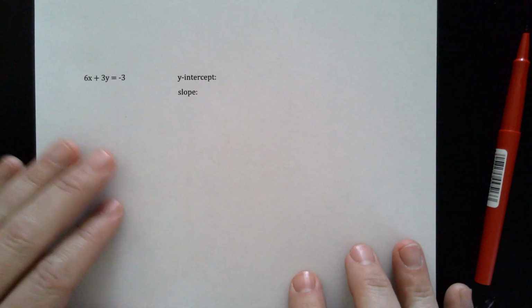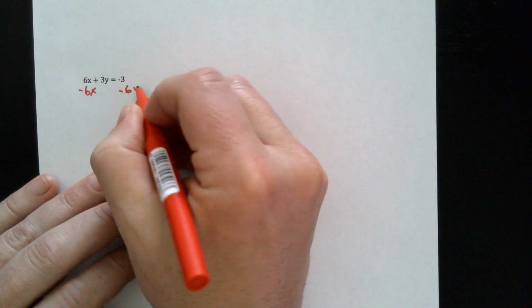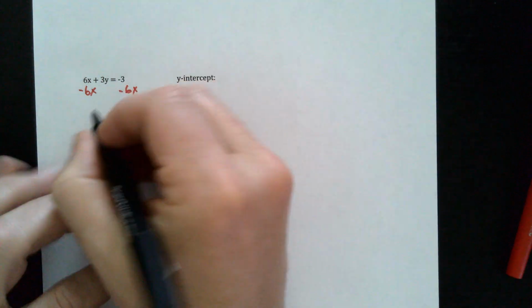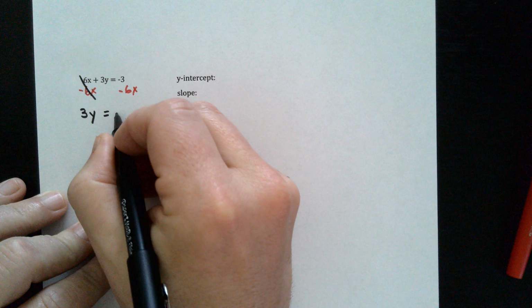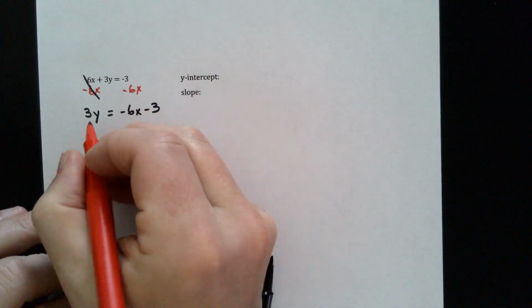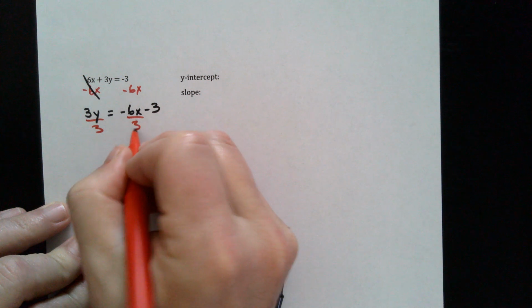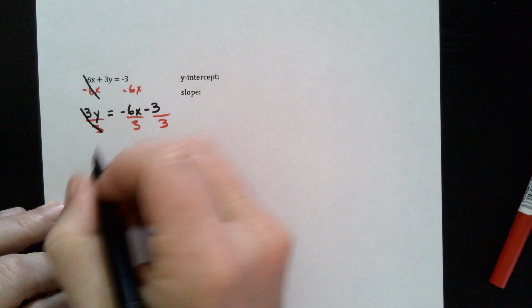Okay, one more. So I need to get rid of this 6x, so I'll subtract it. So that gives me 3y equals negative 6x minus 3. And let me divide term by term by that number that's in front of y, which is a 3. So that cancels, it's y.